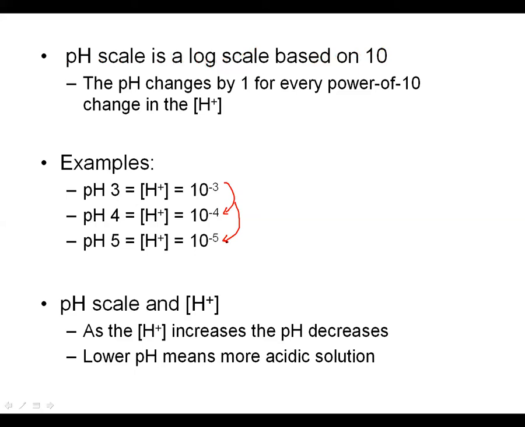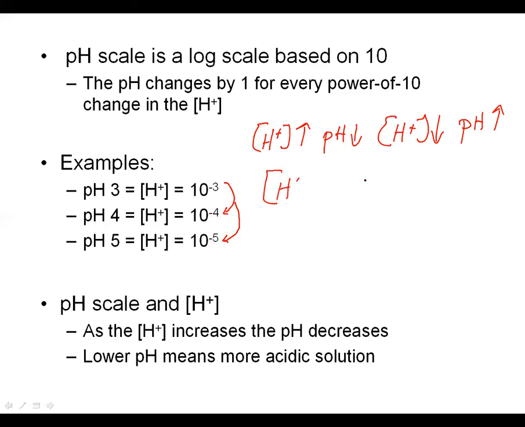As we talked about, a couple of important relationships: as the H plus concentration increases, the pH goes down, and vice versa. As the H plus concentration decreases, the pH will go up. That is also tied to what we saw with the Kw: if the H plus concentration goes up, the OH minus concentration goes down, and also vice versa.